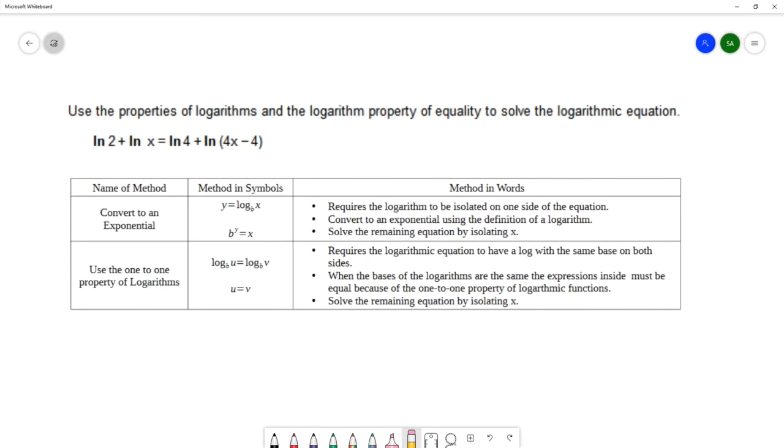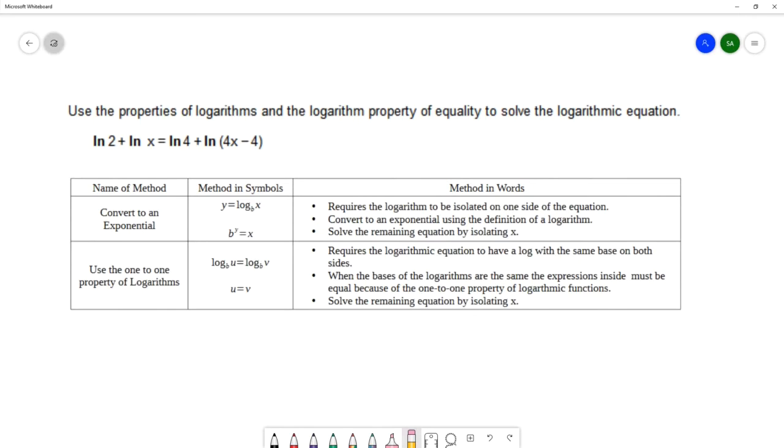So in this example, we'd like to solve the logarithmic equation using the logarithm property of equality, and that's what I have written down here as the one-to-one property of logarithms. In order to use this property, we need to have a log with a certain base on one side of the equation and a log with that same base on the other side. In this example, I can see that I have natural log on the left and natural log on the right. However, I don't have a single natural log on the left and on the right.